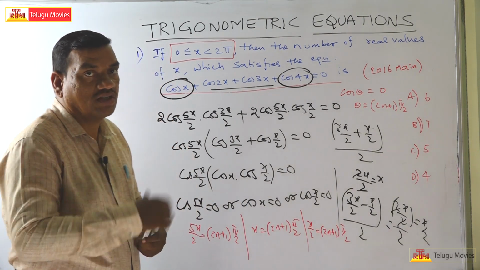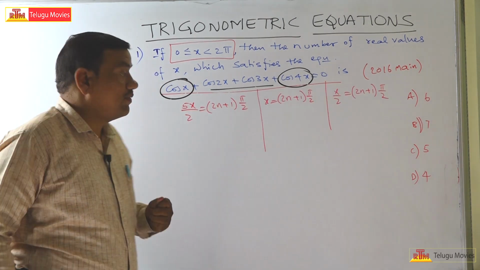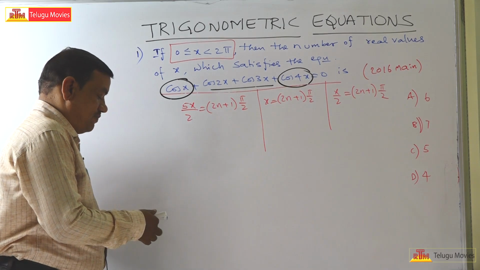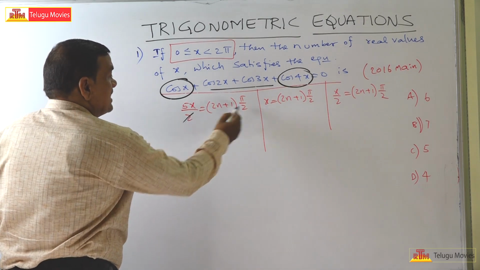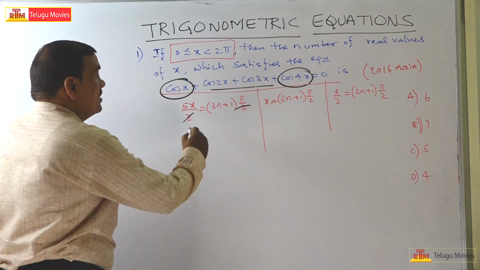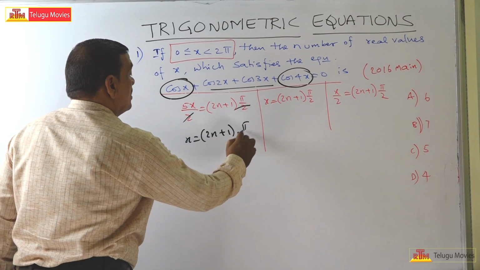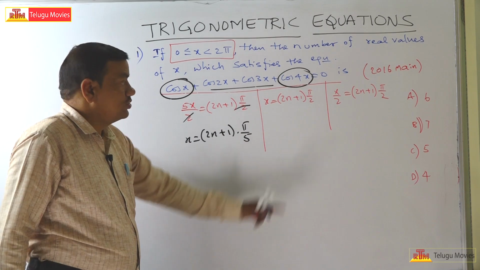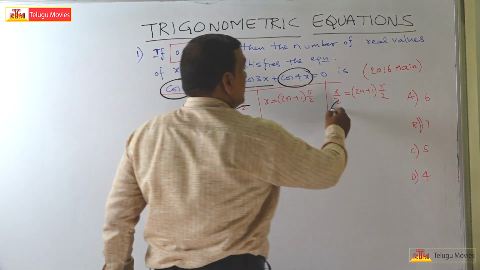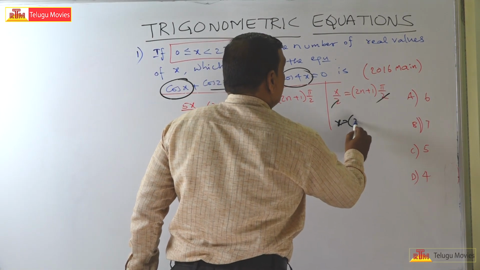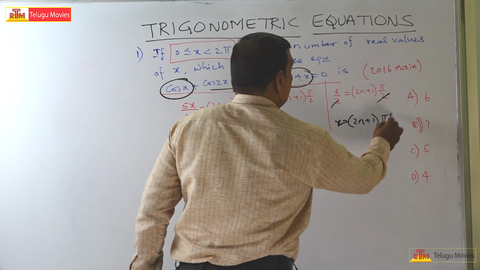Okay, now, let us continue with the solution. Welcome to the solution here. From this we can cancel x. So x is equal to (2n plus 1) times pi by 5. Here also we can cancel 2, x is equal to (2n plus 1) times pi.